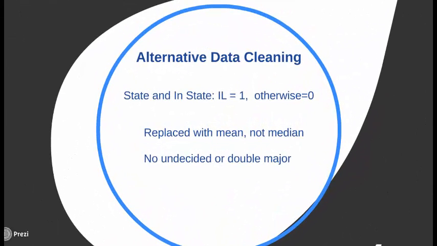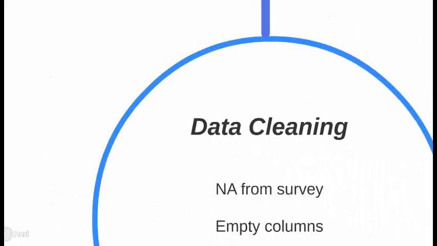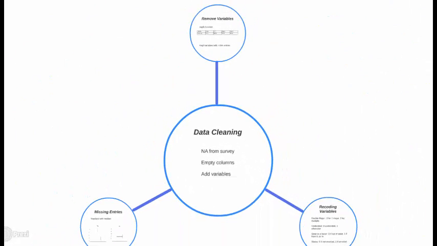Another method of data cleaning that was explored was taking the in-state variable, and instead of having Iowa and Illinois represent 1, Illinois represented 1 while all other states represented 0. We also did not take any medians, but instead replaced values with only the mean. There are also no undecided or double major variables. We will continue going through the process of modeling using the initial data cleaning process. The rest of the analysis methods will be nearly identical. However, the models will yield different results, showing the importance of the decisions made in this step.